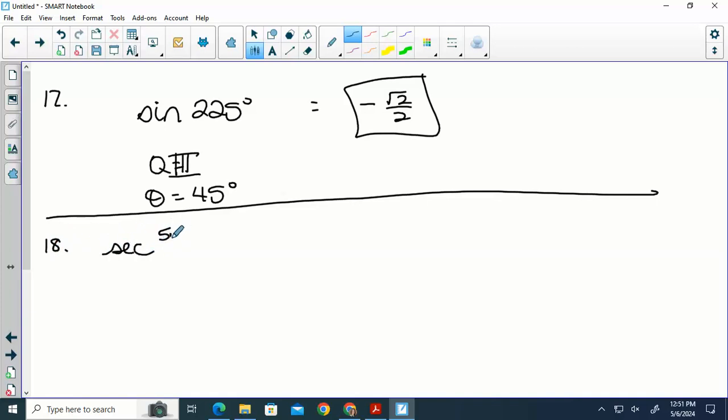The secant of 5 pi over 6. What quadrant is that? Quadrant 2 because it's less than pi. Reference angle with radians, all you have to do is pi over the denominator. Pi over 6 is like what degree? 30 degrees. Okay. Secant is a reciprocal of cosine. In quadrant 2, is cosine positive or negative? Negative. And then the cosine of 30 is radical 3 over 2, so if we flip it, 2 over radical 3 gives us negative 2 radical 3 over 3.